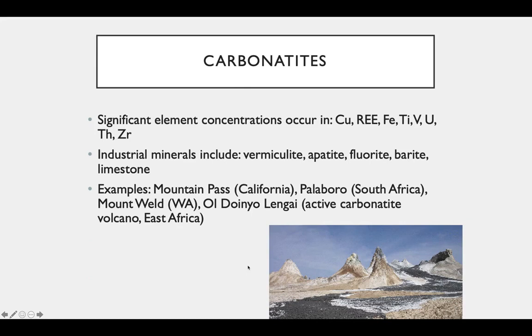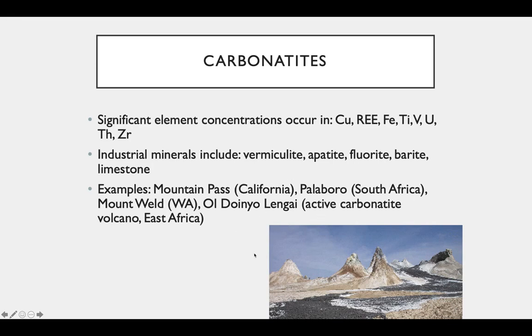So we can get significant element concentrations in things like copper, rare earth elements, iron, titanium, vanadium, uranium, thorium, and zirconium. And we can also get industrial minerals like vermiculite, apatite, fluorite, barite, as well as limestone, which is commonly used for a variety of processes.